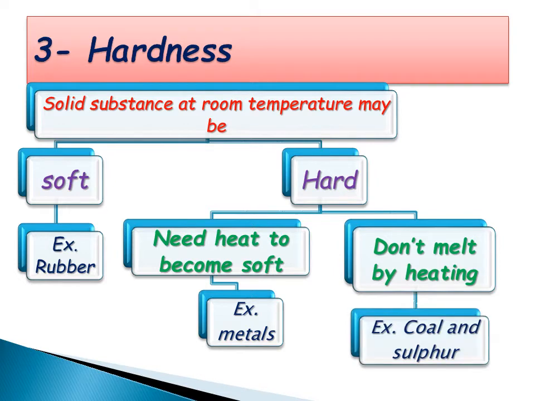But some hard substances need heat to become soft, like metals, and some hard substances don't melt by heating, like coal and sulfur. Again, a solid substance at room temperature may be soft, like rubber, or hard, which needs heat to become soft like metals, or doesn't melt by heating like coal and sulfur.